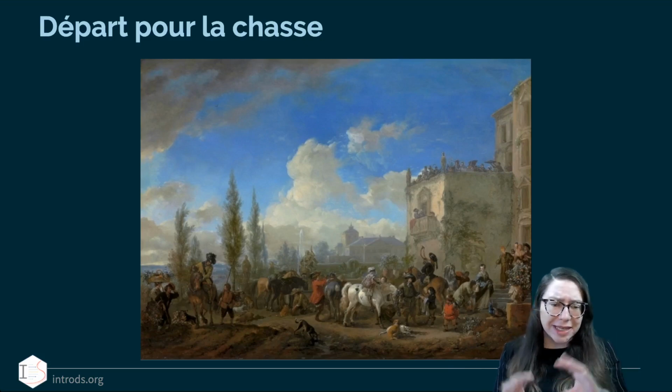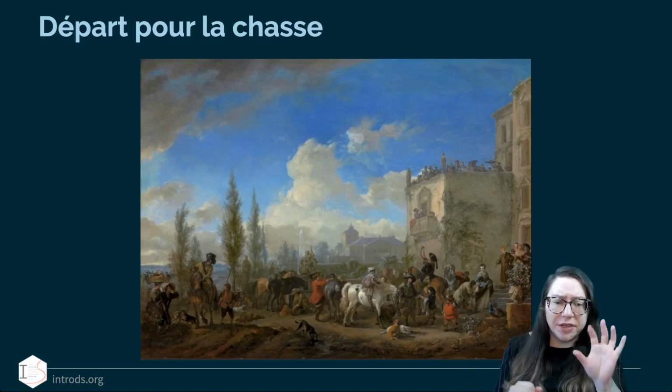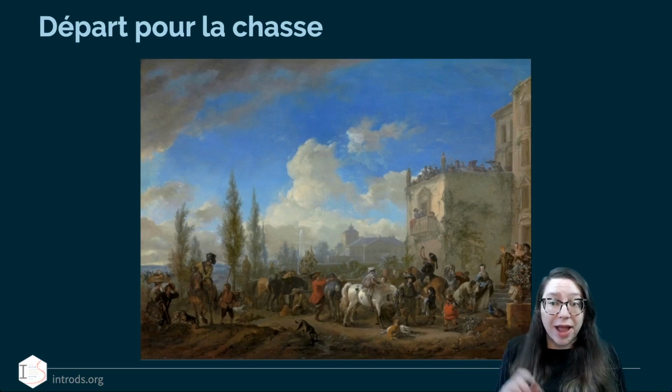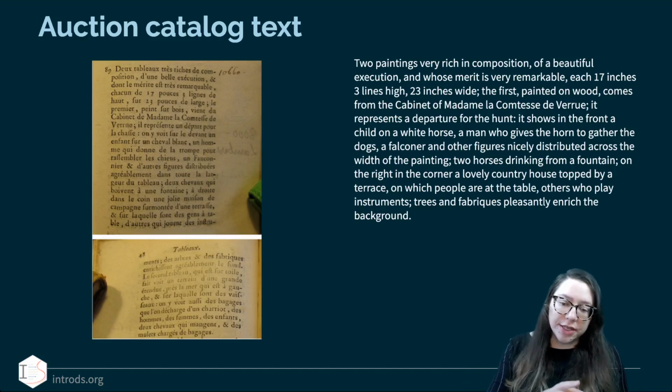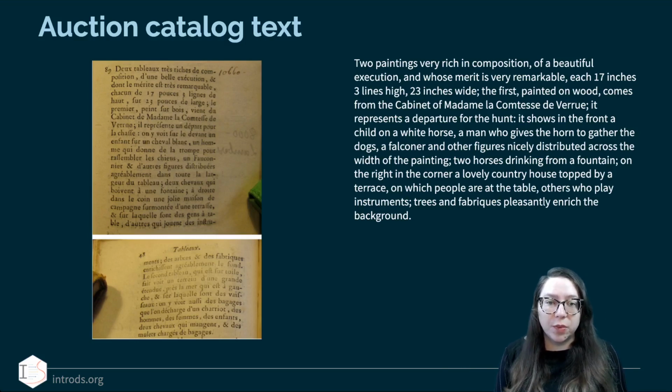We can see it's a landscape painting. There's a horse in the middle. There are some kids around. There's some trees, lots and lots of people in the painting. And let's take a look now at the auction catalog. The auction catalogs are actually in French, as you can imagine, so here's an English translation on the other side as well.